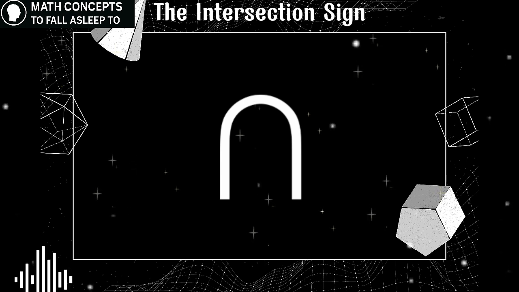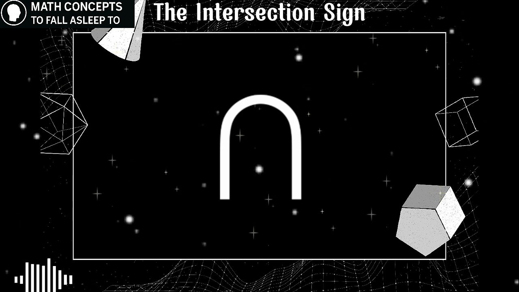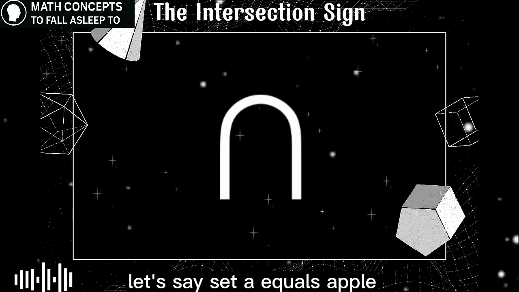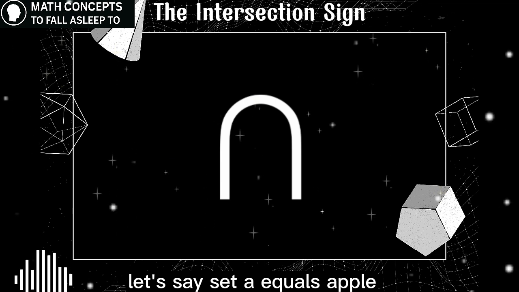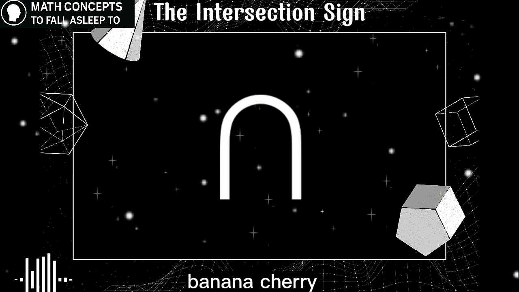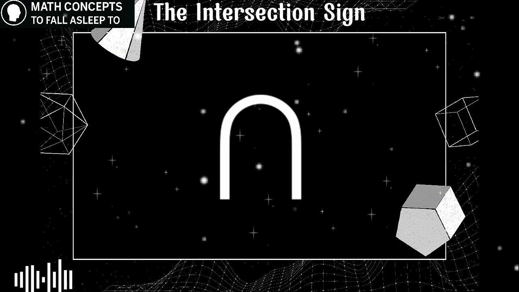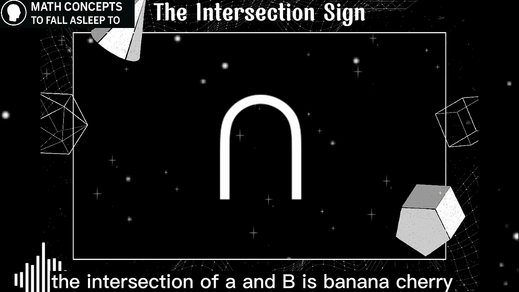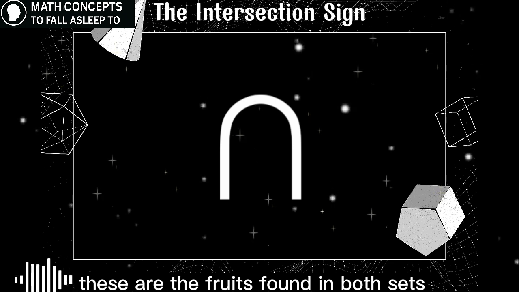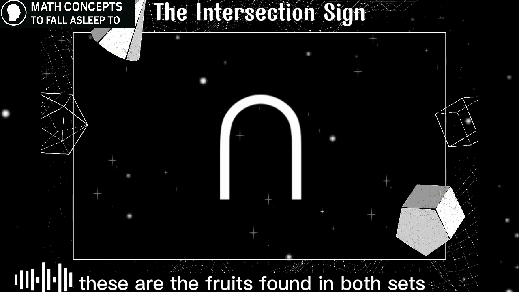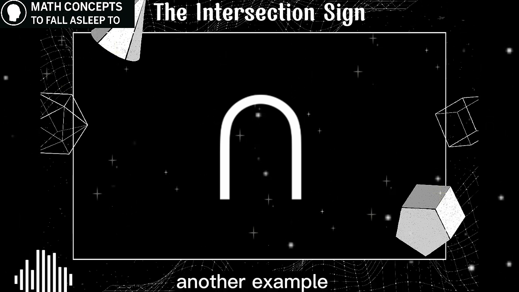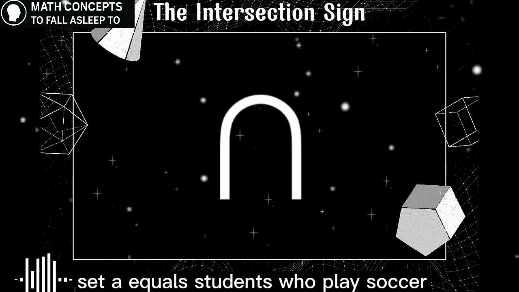Practical example. Let's say set A equals apple, banana, cherry. Set B equals banana, cherry, mango. The difference A minus B equals apple. Why? Because banana and cherry exist in both sets, so we subtract them, only apple remains.